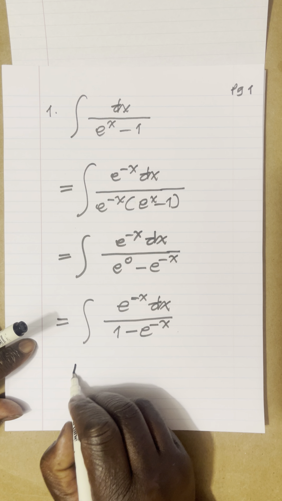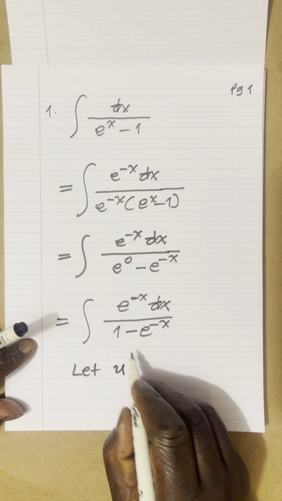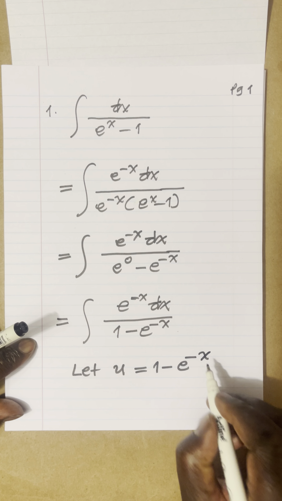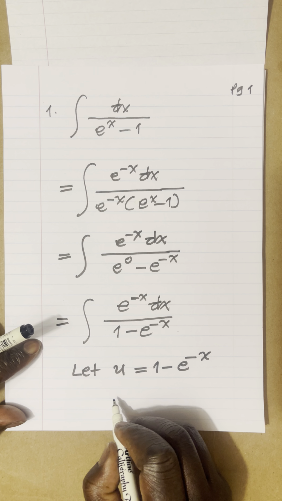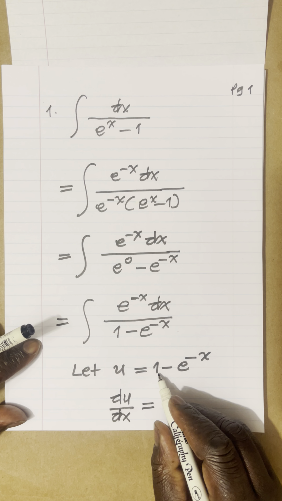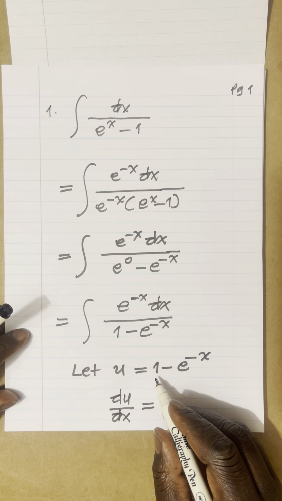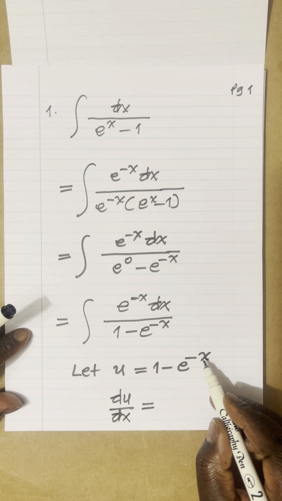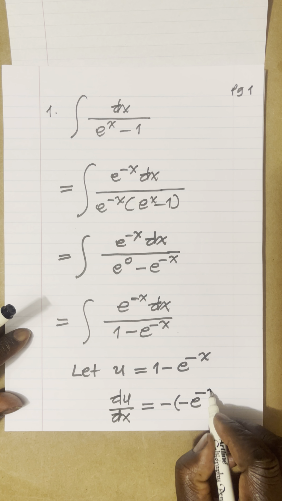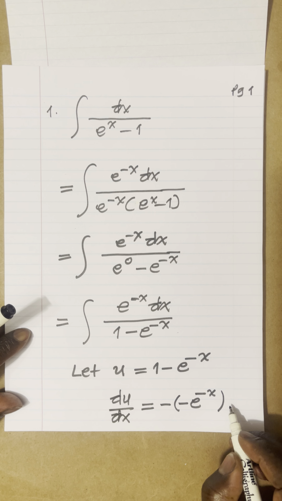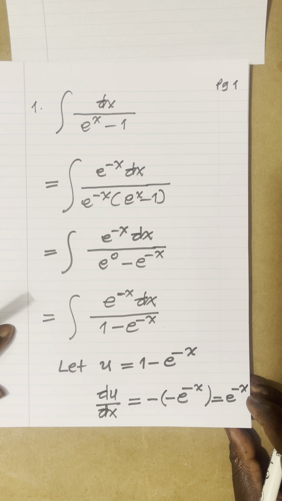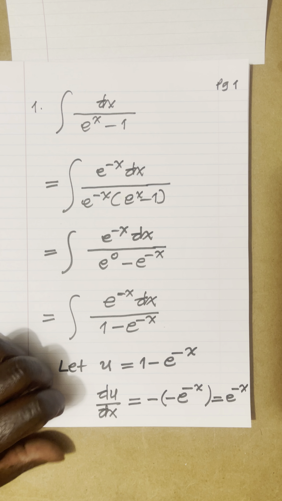Now we can use u substitution. So we're going to let u be equal to the denominator, 1 minus e to the power minus x. And we have to differentiate u with respect to x. So du/dx is equal to, remember, the derivative of 1 is 0 because 1 is a constant, and the derivative of e to the power minus x is minus e to the power minus x. So we have minus, minus e to the power minus x, which simply gives us e to the power minus x. Right, now I have to multiply by dx both sides.